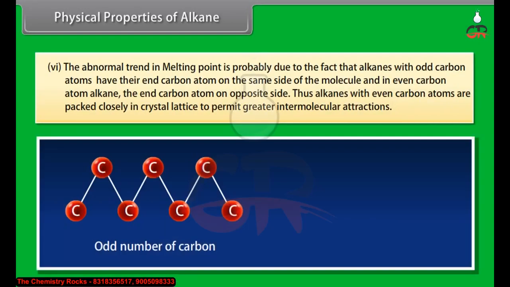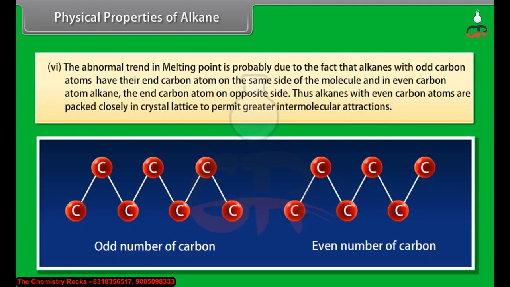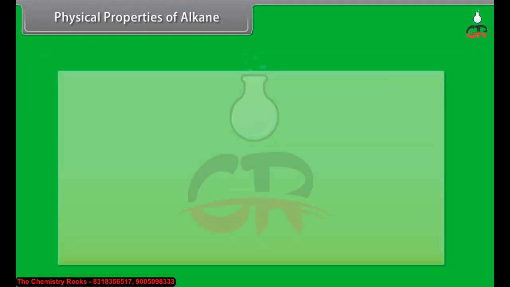Number 6. The abnormal trend in melting point is probably due to the fact that alkanes with odd carbon atoms have their end carbon atoms on the same side of the molecule, and in even carbon atom alkanes, the end carbon atoms are on opposite sides. Thus, alkanes with even carbon atoms are packed closely in the crystal lattice to permit greater intermolecular attractions.